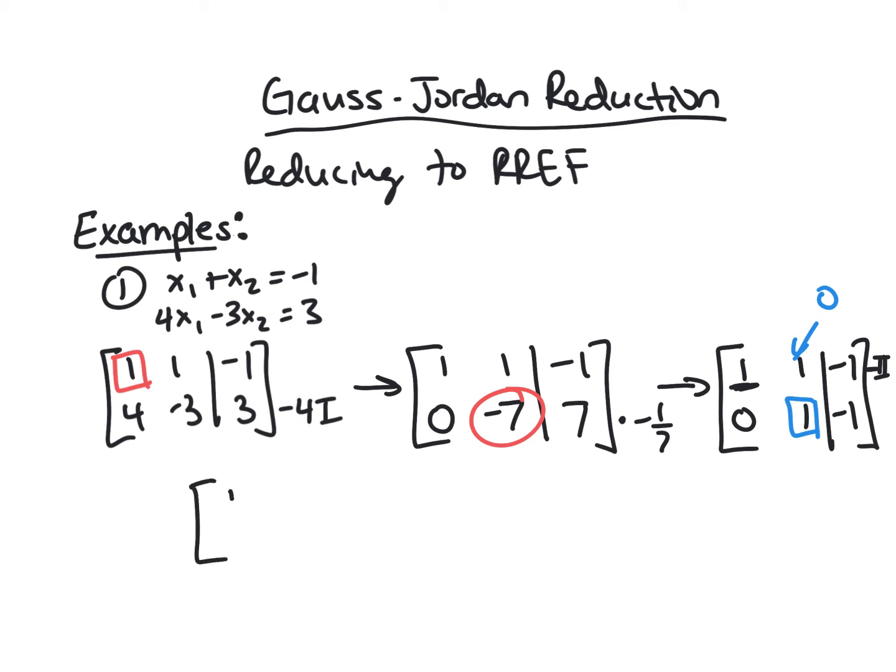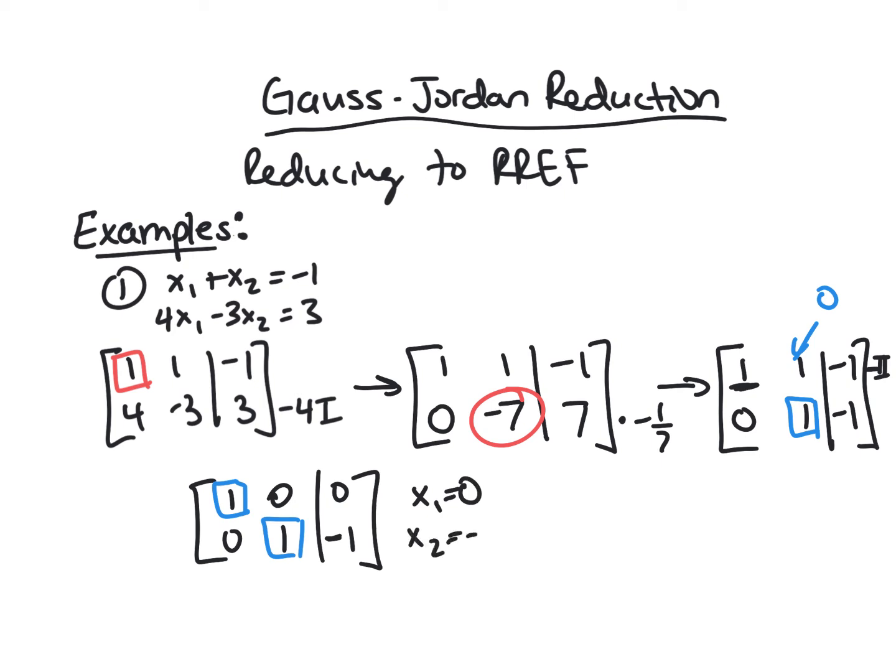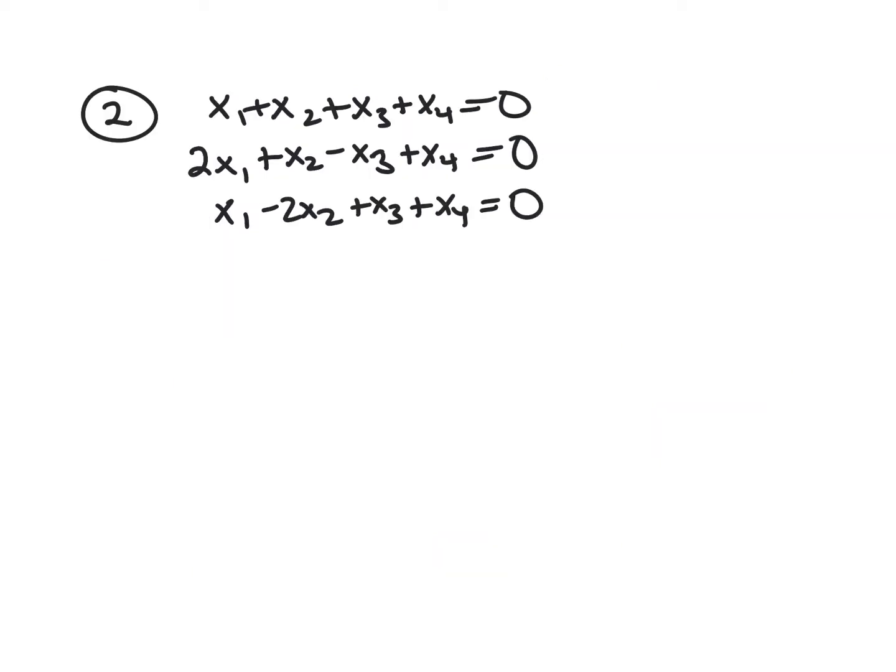So we'll now have 1, 0, 0, 1, and then we have negative 1 minus negative 1, which is 0. And so what do we end up with? Well, this is great. We have 2 pivots, but because we have zeros there, we can actually just read off the solution. So x1 is 0 and x2 is negative 1, or writing it in column vector form, 0, negative 1. So now let's do a little bit more involved example.